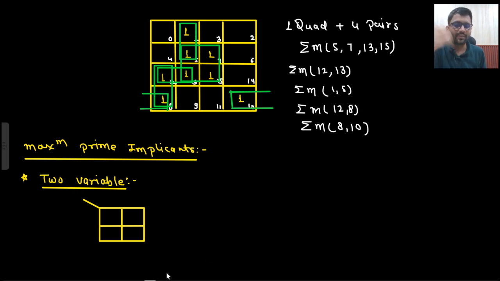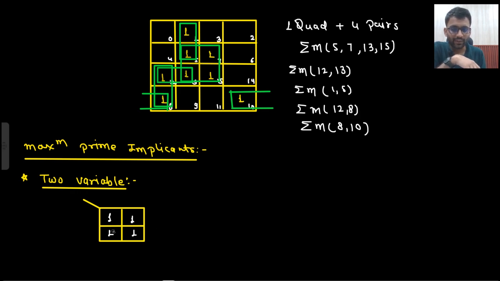Now you need to find the maximum number of prime implicants in a 2 variable function. A 2 variable function means 4 cells. I need to find the maximum number of prime implicants. If I write my 1s in this manner, tell me how many prime implicants will be there? Only one, only this group. These groups will not be allowed. This group and this group will not be allowed, right?